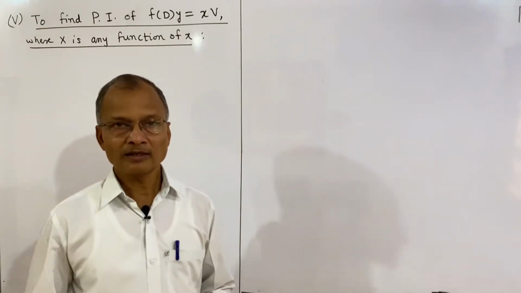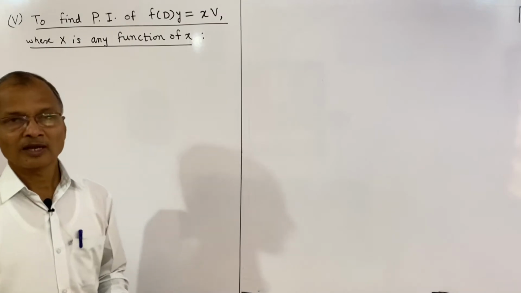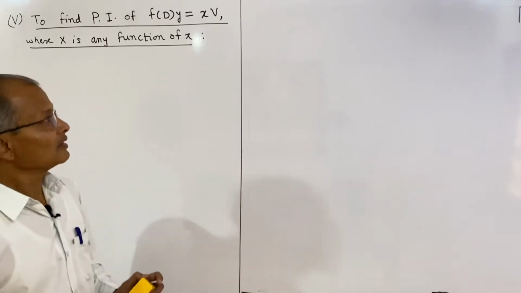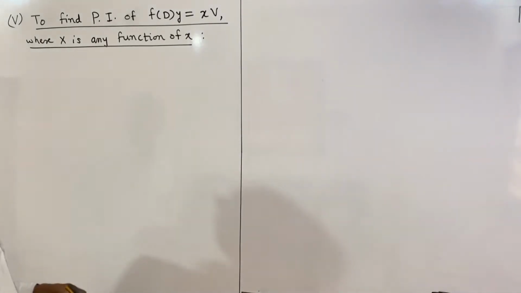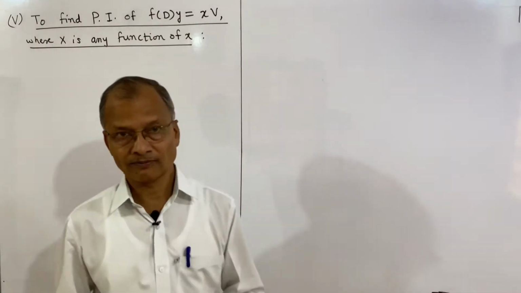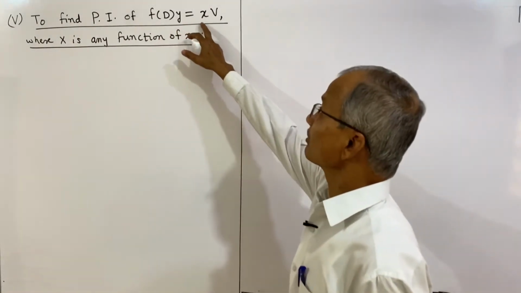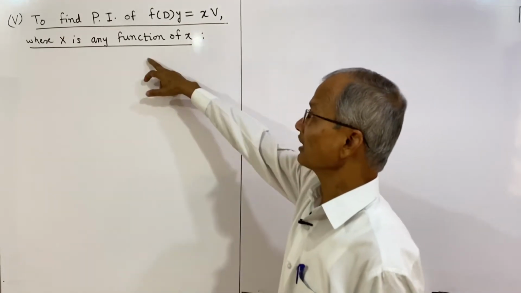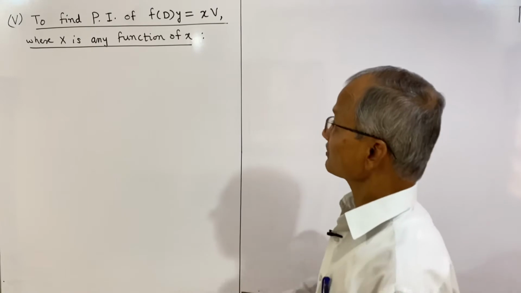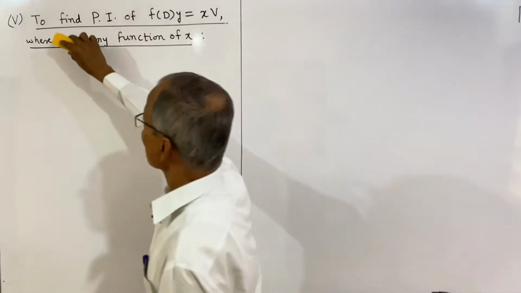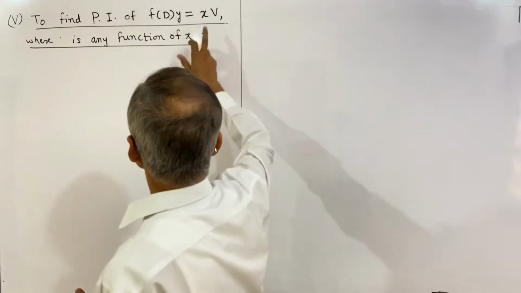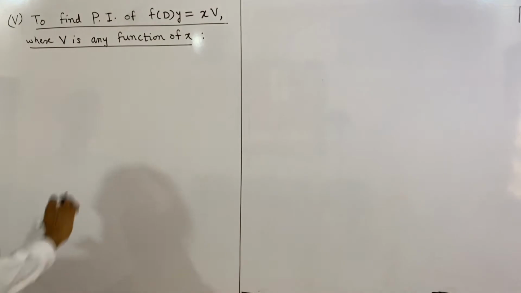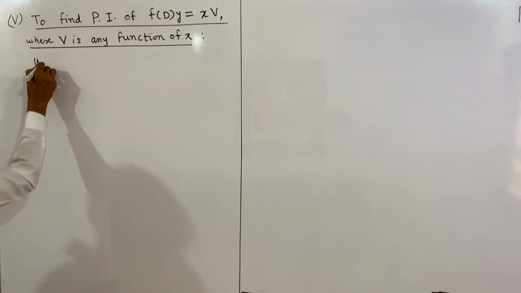We are studying linear differential equations with constant coefficients, and in that we are studying short methods to find particular integrals. And this is the fifth method that we shall see to find the particular integral of f of D over y is equal to x into v, where v is any function of x. This function on the right side, v is any function of x, and that is multiplied by x. Now we shall obtain a formula for this.